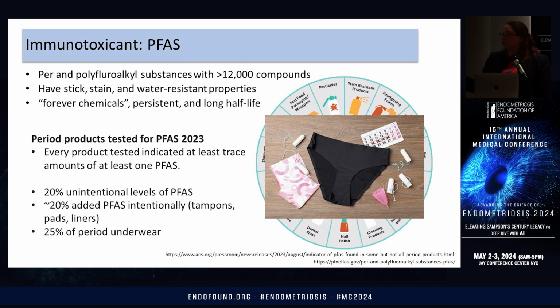thing on the market, has very high levels of these PFASs, which makes sense because of the stick proof, the leak proof, all of that. But it's not comforting that these are what are being absorbed into our body.